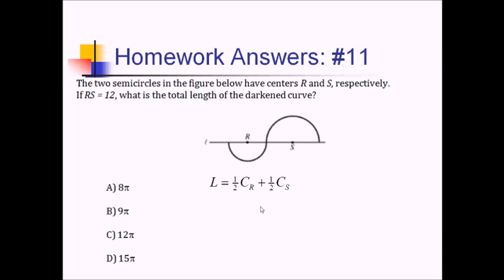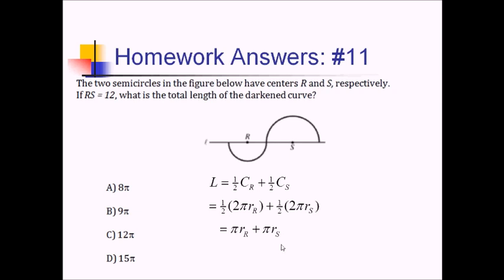Now, circumference, we can be a little bit more specific. That's 2 pi r. So instead of circumference of R, we can write 2 pi times the radius of R. And over here, we can write 2 pi times the radius of S. Now, you might think, well, we've just made things worse. This looks nicer than this stuff down here. But look what we can do here now. 1/2 times 2, those are going to cancel out. So we can just write pi times the radius of R plus pi times the radius of S.